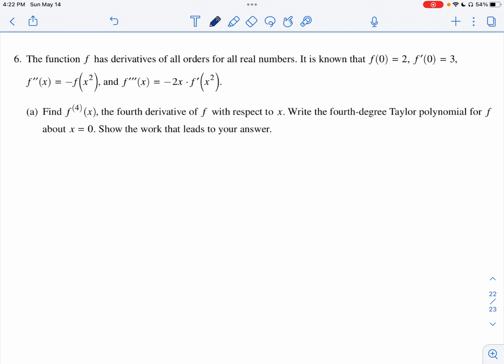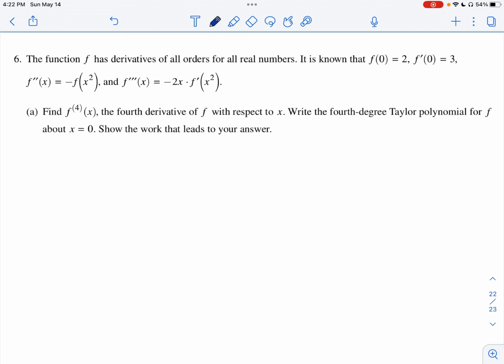All right, so here's our problem. We've got a function f, and they don't actually tell us what the function is, but we don't actually need it to write a Taylor polynomial. But we do need some information about its derivatives. It is known that f of 0 is equal to 2, so the function evaluated at 0 is 2. f prime of 0 is equal to 3. The second derivative is given just as negative f of x squared. And the third derivative is written as negative 2x times f prime of x squared.